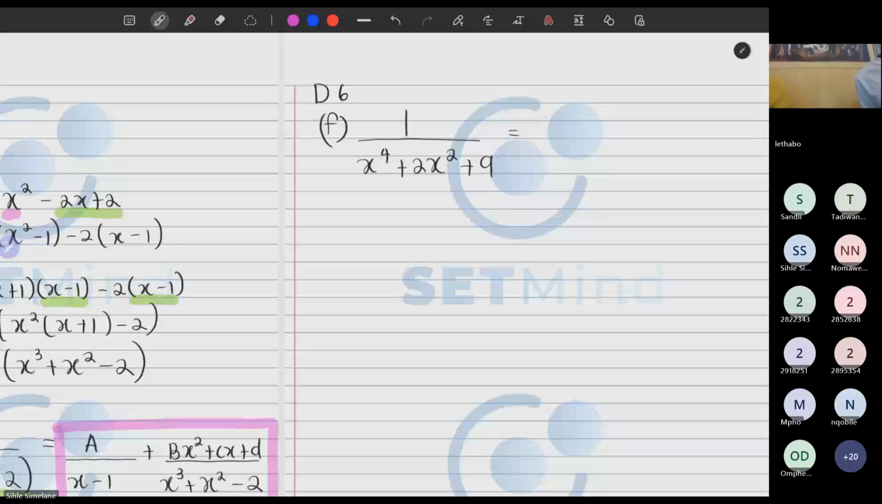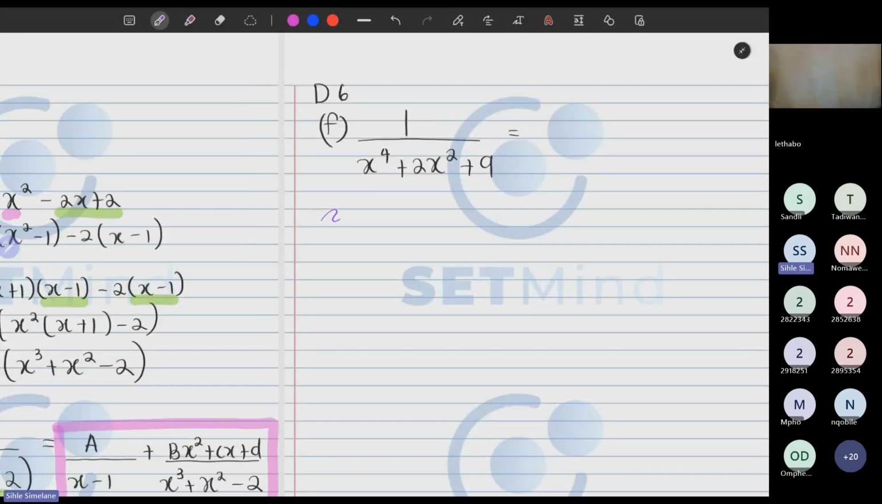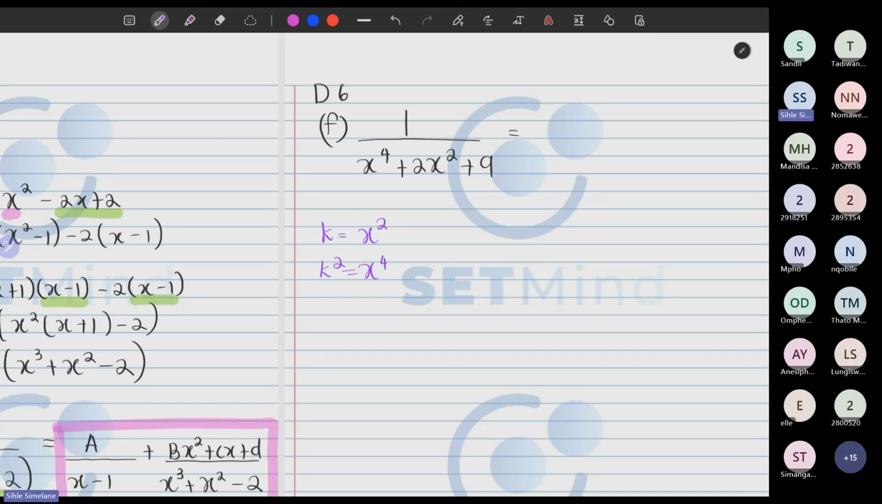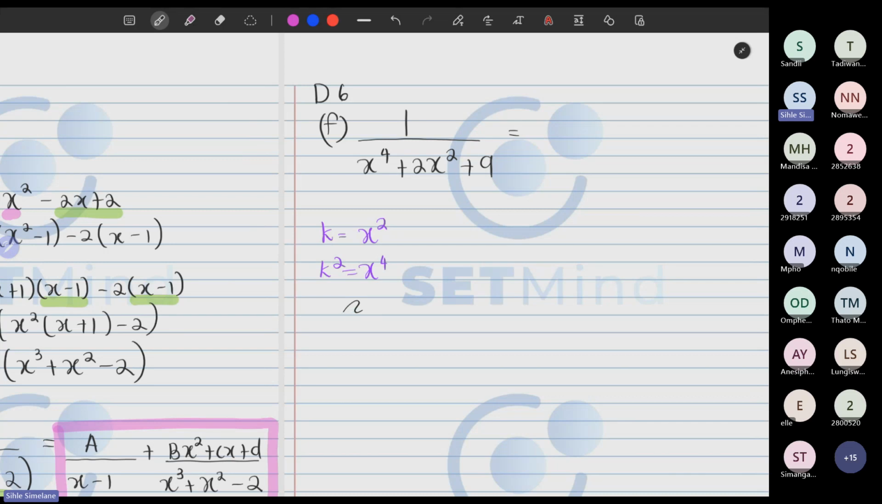So let's do something like this. Let's say k is equal to x squared. We'll just try and see if we can factorize that. So that would mean x to the 4 is k squared. I'm just looking at the denominator. With this k substitution, it will be k squared plus 2k plus 9. So let's try and see if we can factorize this.